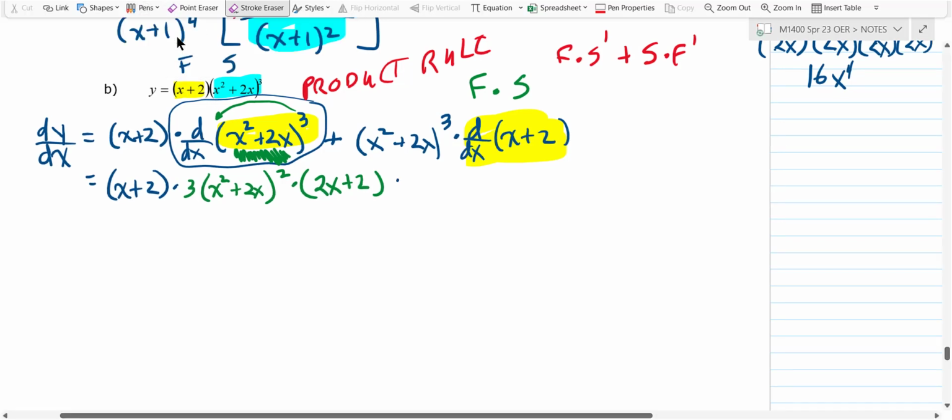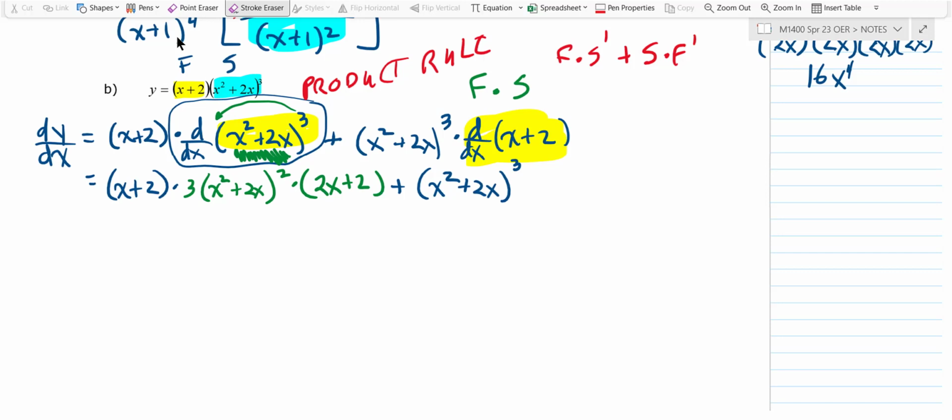Now, the rest of the problem. We bring the plus sign down. We bring the x squared plus 2x to the third down. Now, what is the derivative of x plus 2? 1. Okay, that's 1. So that right there is your derivative. Okay, the calculus part of the problem is completed after the first step. Okay, any questions? Okay, now this is all about factoring.